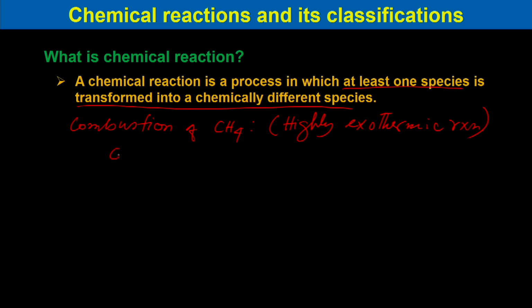CH4, methane, reacts with oxygen and forms carbon dioxide plus water vapor. So, in these reactions, as you can see, the reactants are methane and oxygen, and they produce different compounds, that is carbon dioxide and water.